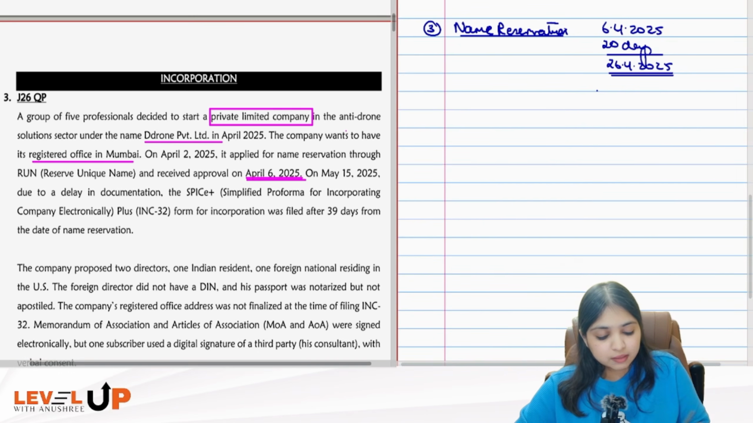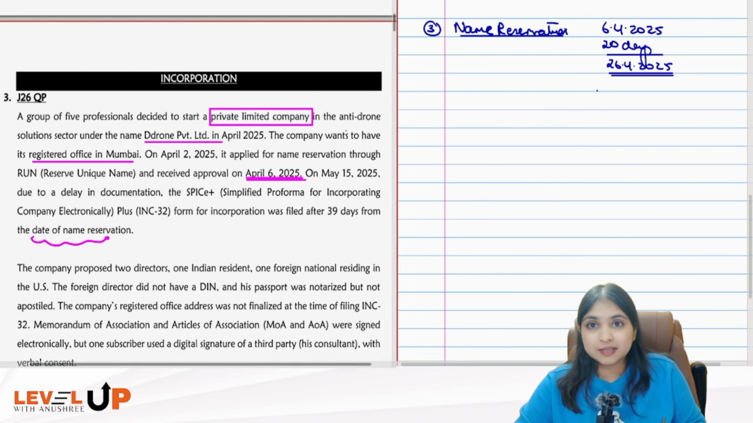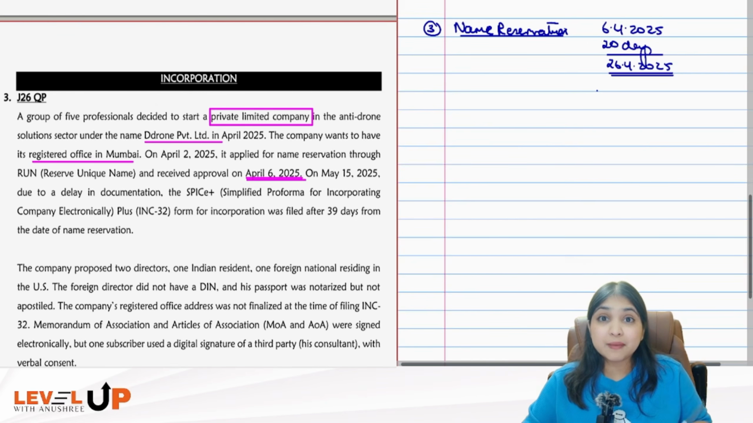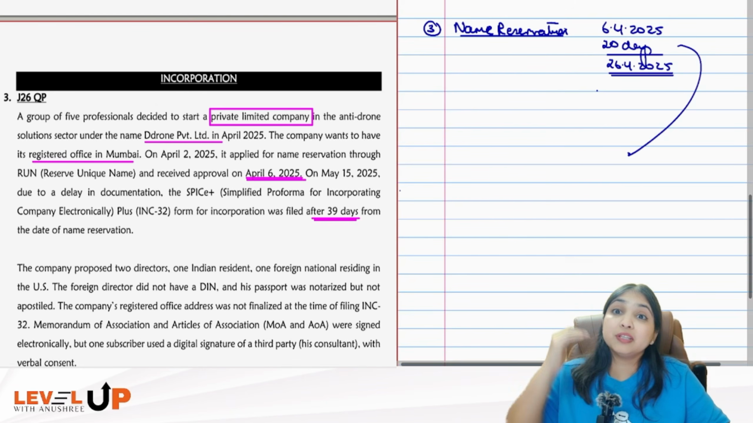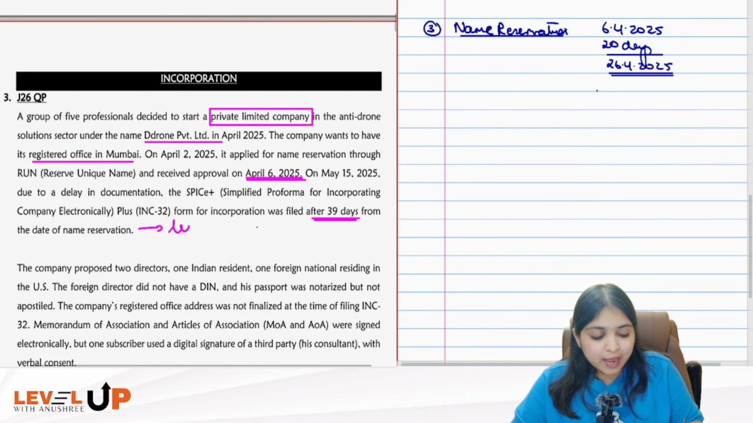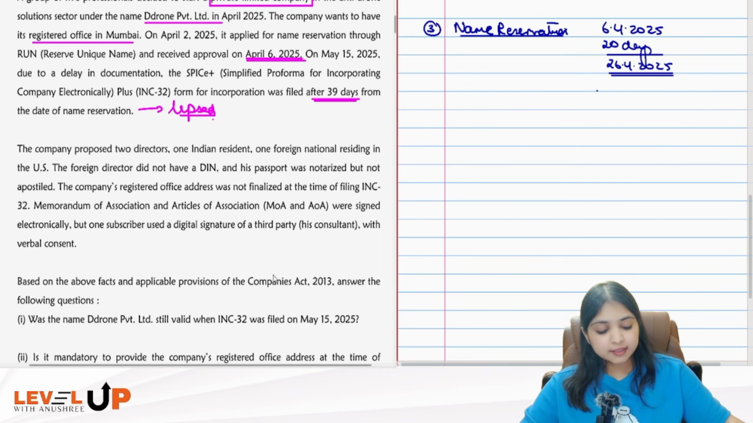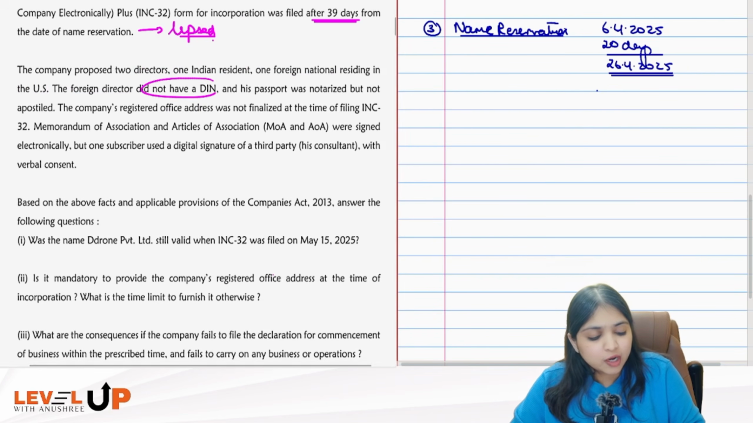Okay. Then on 15th May 2025, due to a delay in documentation, the Spice Plus form for incorporation was filed after 39 days from the date of name reservation. So come on, tell me, guys, we have filed the Spice Plus form for incorporation after 39 days. That is even beyond 20 days. After 39 days, we have filed the Spice Plus form. So by then, the name reservation would have definitely lapsed. Alright, then the question says company proposed 2 directors, 1 Indian resident, 1 foreign national residing in US. The foreign director did not have DIN. His passport was notarized but not apostilled.